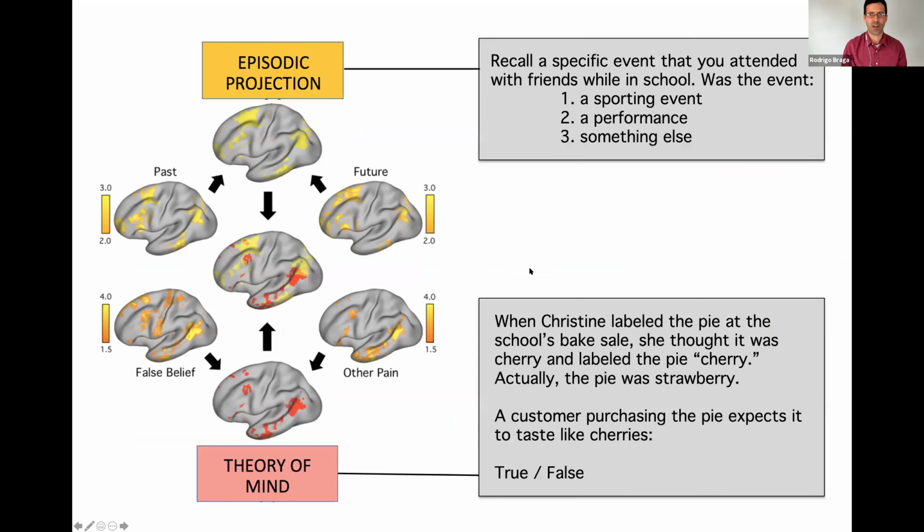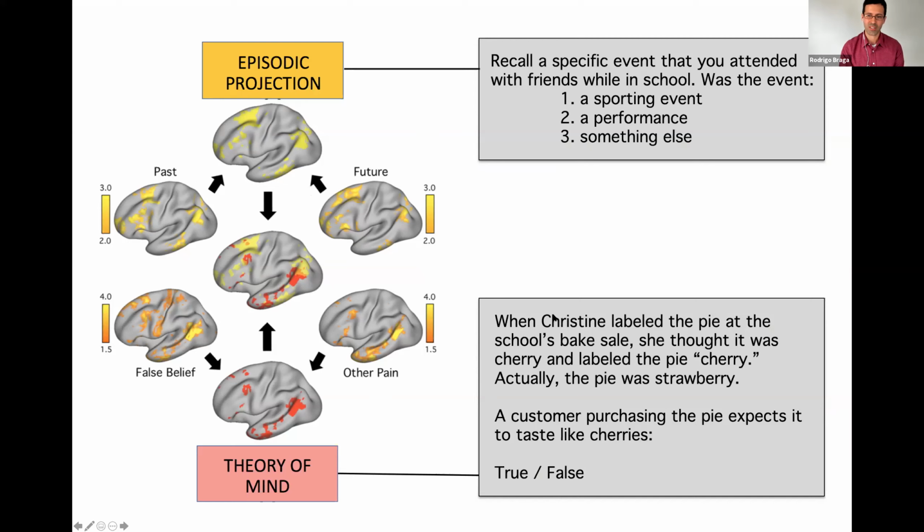And just briefly go over an example. In the episodic projection task, participants were asked things like, recall a specific event that you attended with friends while in school. Was the event a sporting event, performance, or something else? They had to just think about it for a while and press 1, 2, or 3. There were questions about the past and future, and I'm going to show you those in yellow in the next slide. In contrast, in the theory of mind task, they had to read short stories and then answer questions about them.